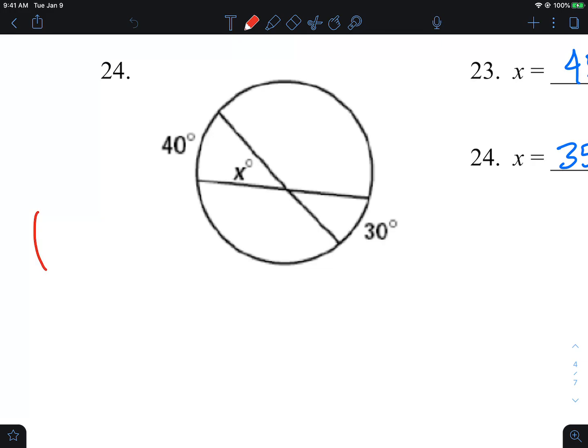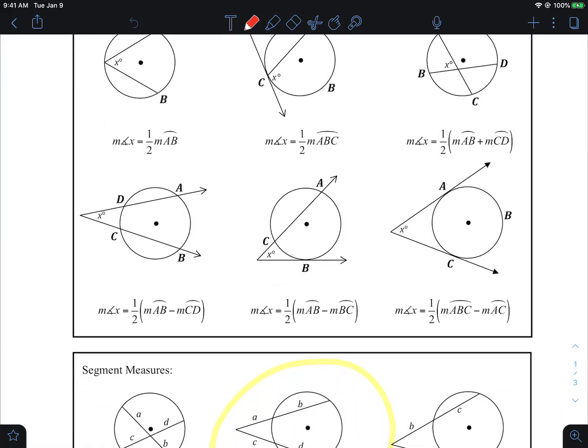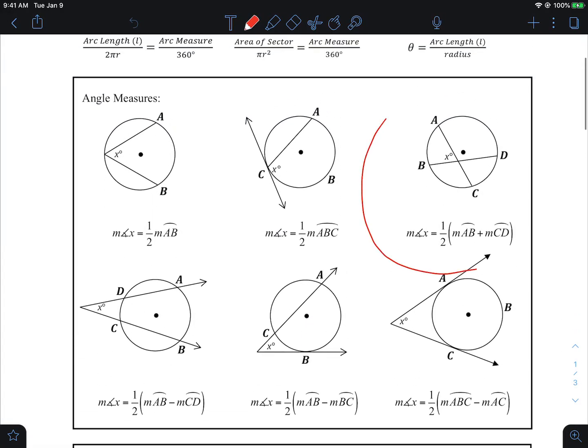Alright, so this next one here is where the vertex of the angle is not necessarily the center, but it's inside of the circle. Here's what we're going to do for that one. We're going to use the formula that ties to that. This will be that top right one right there. This basically says add your two arcs and then divide by 2. Basically, that's an average right there.